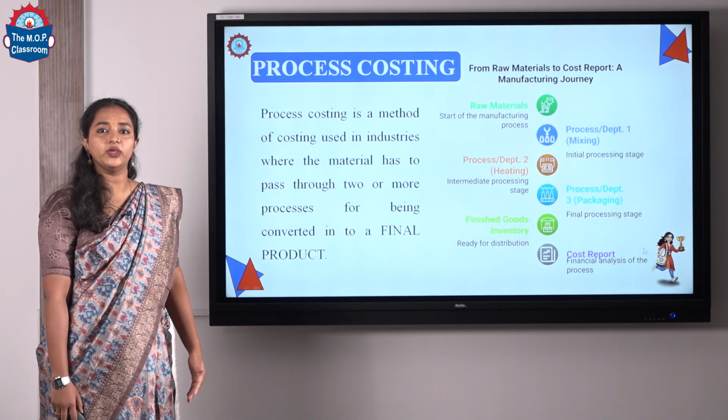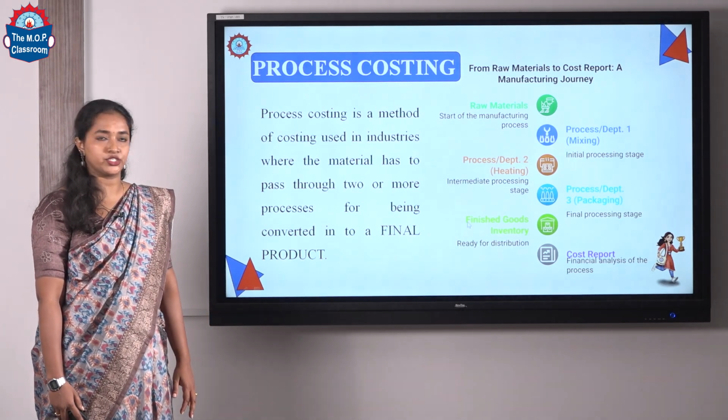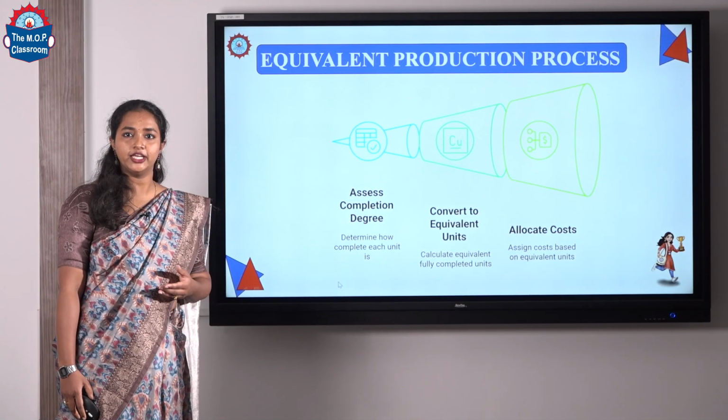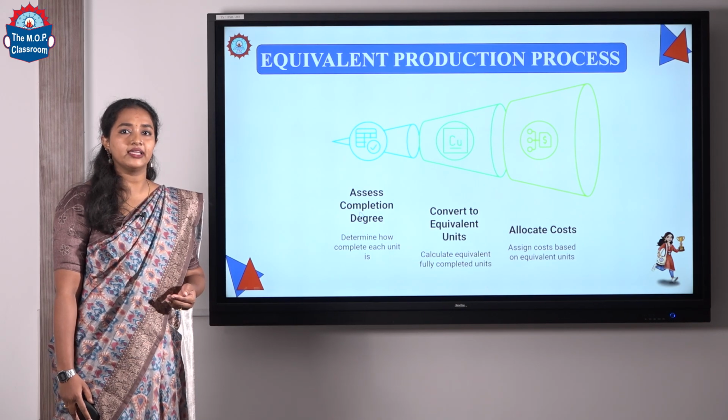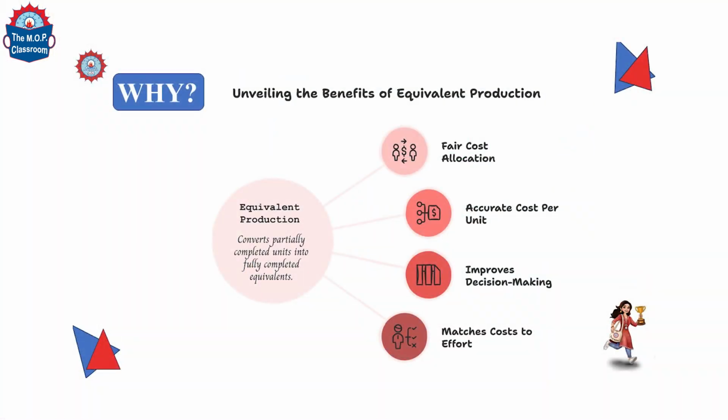But in costing, we need to record for all the processes. Now that's what we are going to see in today's session. Under the equivalent production process, we first convert the uncompleted degree of production into a completed version and then allocate cost to it. Now here is a diagram which represents the same. Let us start by understanding the need for equivalent production.